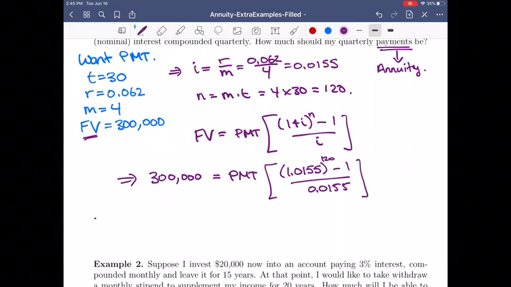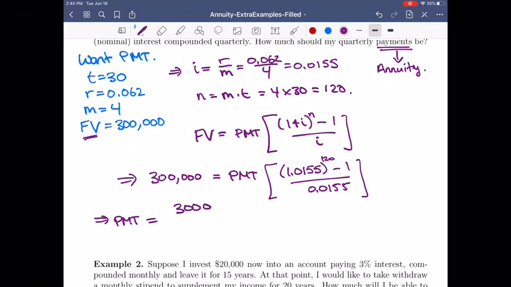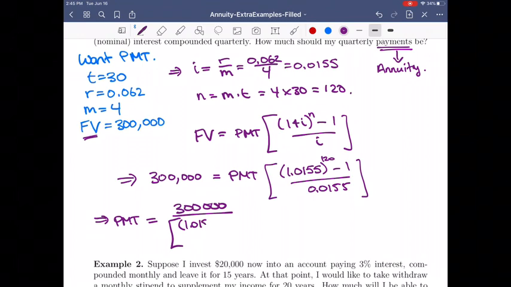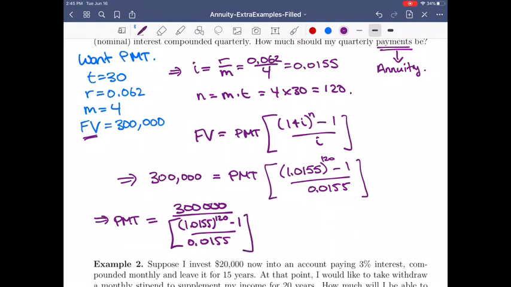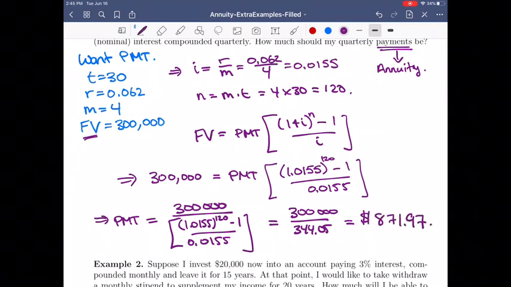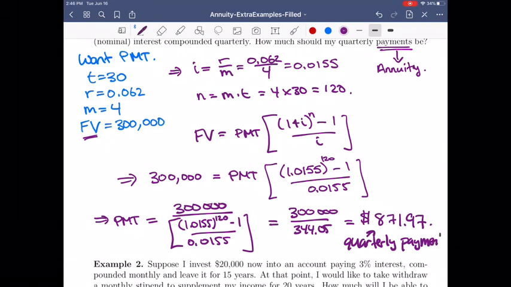If we solve for PMT, the payment, it's going to be the 300,000 divided by this number. Oops, I missed a 0 here. I did do a bit of rounding, but just to give you a step in between, it's going to be dividing by something approximately that. And you should get $871.97. So this should be our quarterly payment. If we pay $871.97 every quarter, in 30 years' time, we will have saved up $300,000.